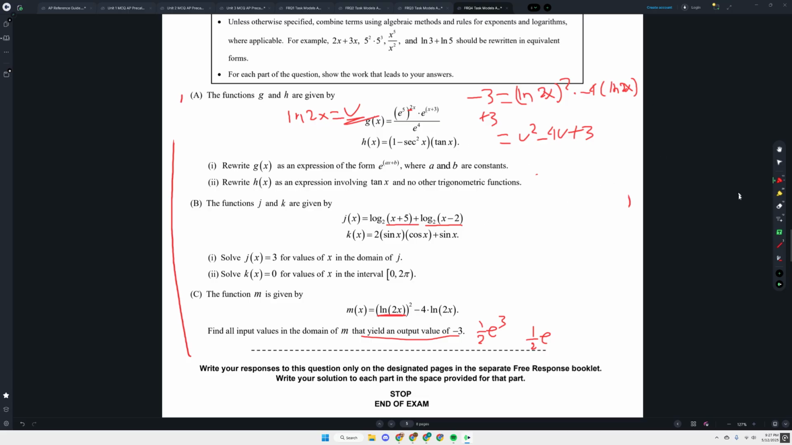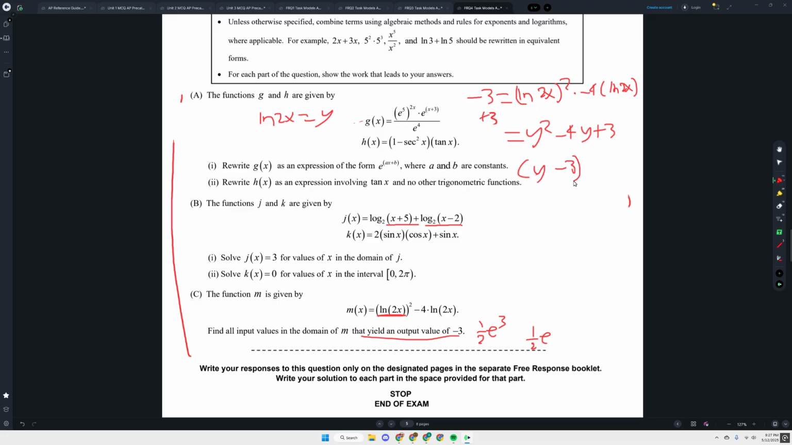No, you can use y. Okay, fine. If I don't want to use u, we can say ln of 2x is going to be equal to y. It doesn't matter what variable it is. It's just a substitution, so we can be simpler. Alright, hold up. I'll answer any questions after, so let me get through it once. So y squared minus 4y plus 3. Now we're going to factor.